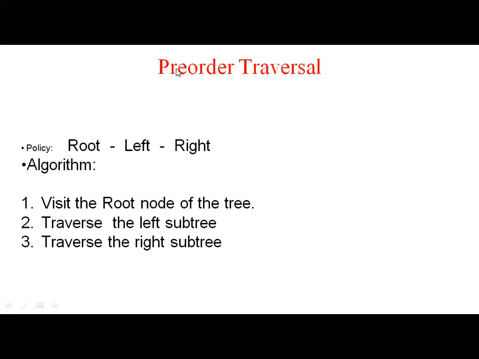So in pre-order, first root comes, then left, then right. If you see the algorithm, visit the root node of the tree first, then traverse the left subtree, then traverse the right subtree. This is the algorithm. That's why, root left right, we say pre-order traversal.